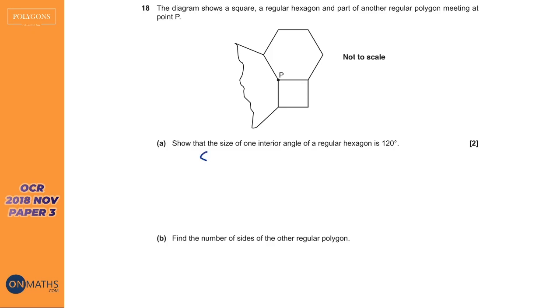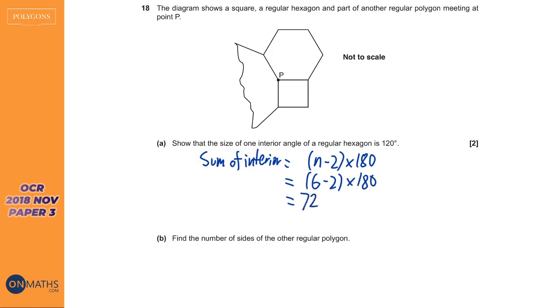So we've learnt that the sum of interior angles, we do n minus 2 times 180. A hexagon has 6 sides, so it would be 6 minus 2 times 180. And this is a calculator paper, so I can just do that on the calculator. 4 times 180, which is 720.